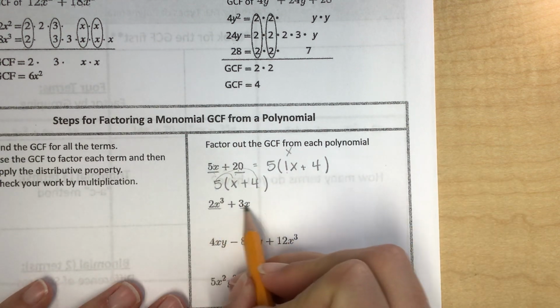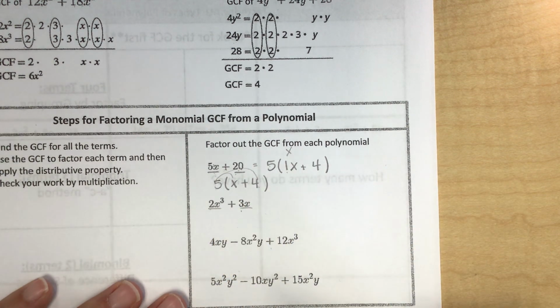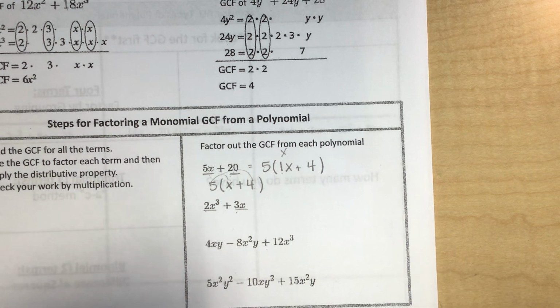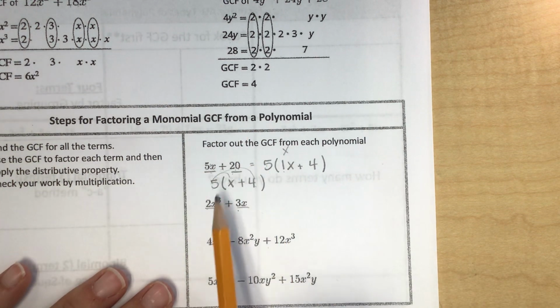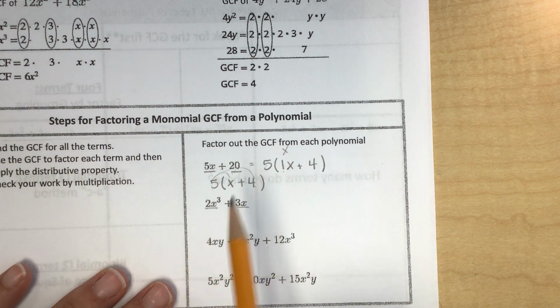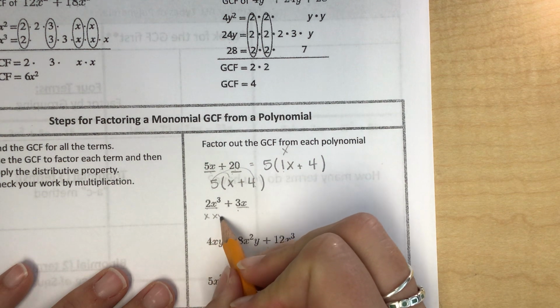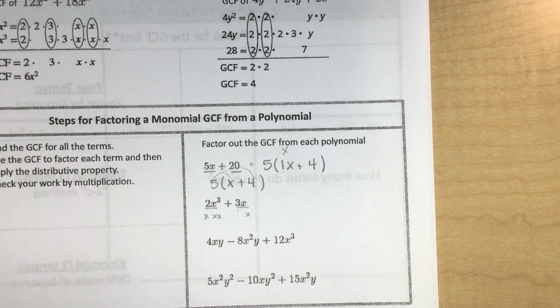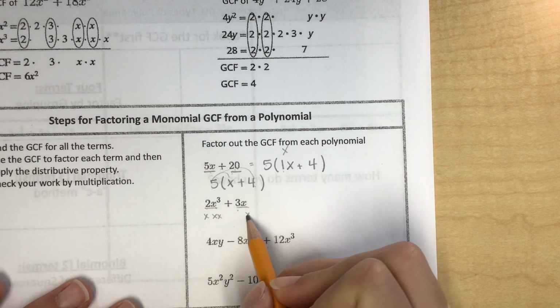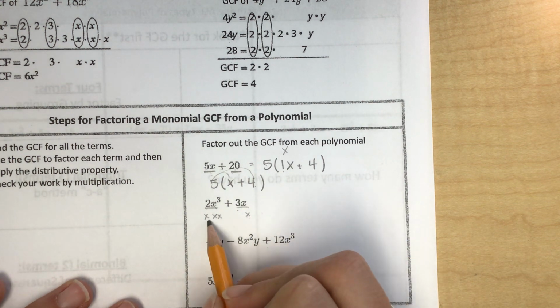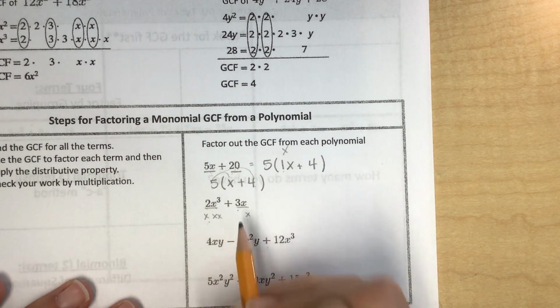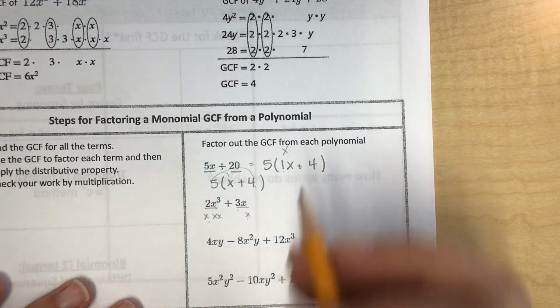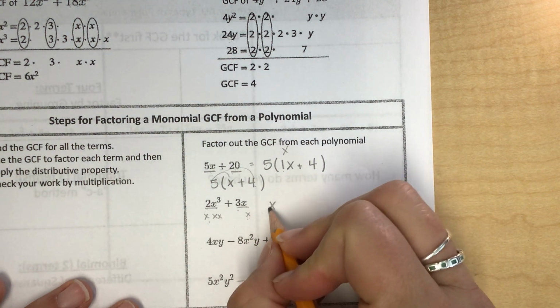If we look at these 2 terms, 2 and 3, they do not have a common factor, so there's no number that's going to come out. However, I notice this has an x and this has an x. This one has 3, this one only has 1. So how many x's do they each have at least? They each have at least 1 x. This one has 3, this one has 1, but they both have at least 1 x. So I'm going to factor out an x.